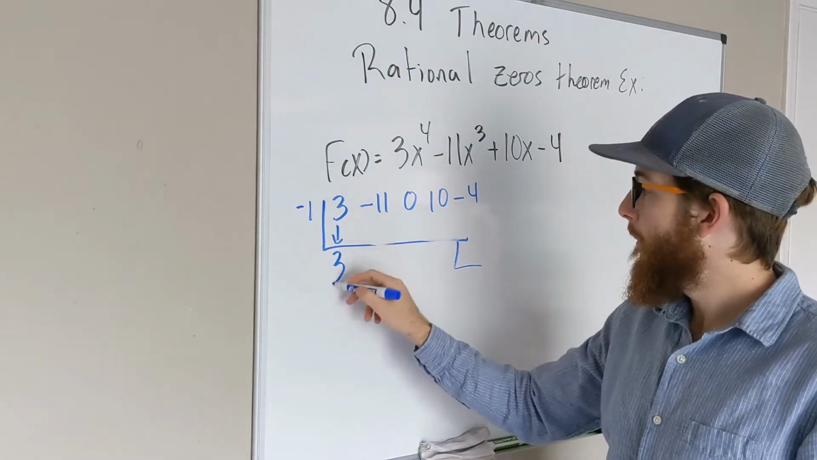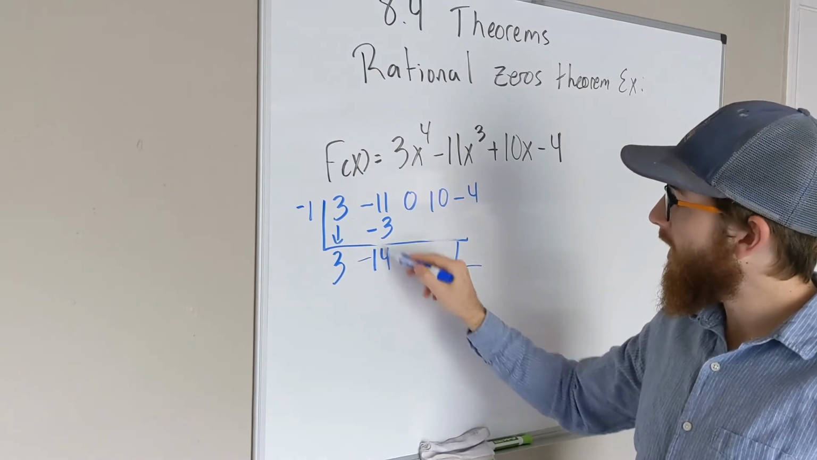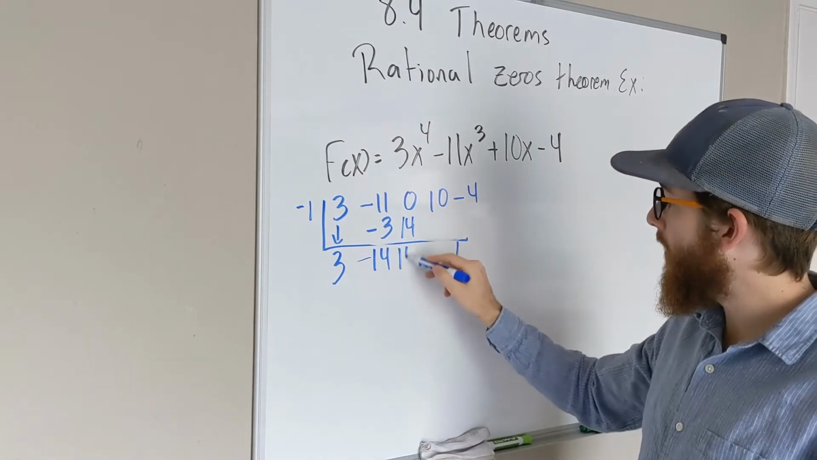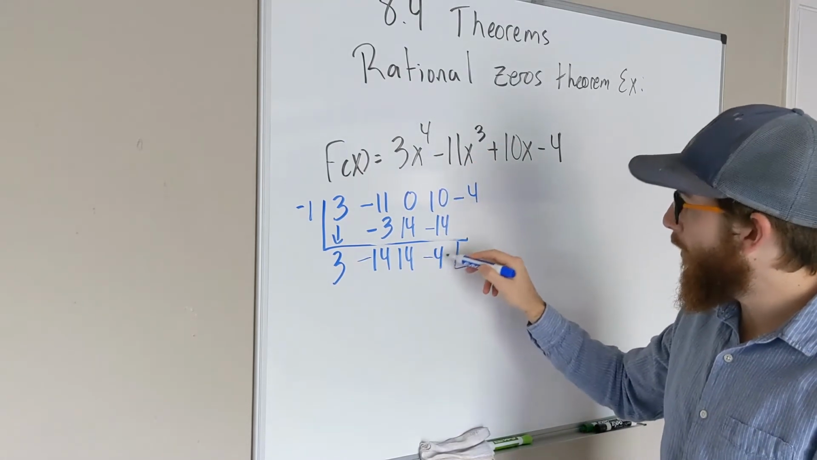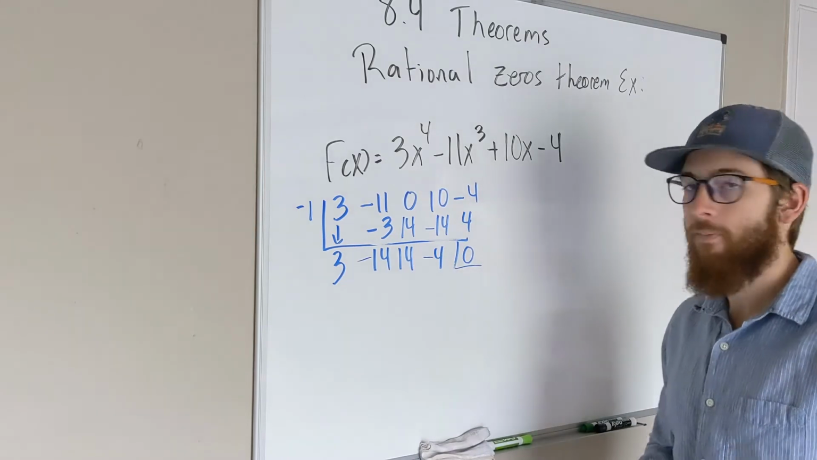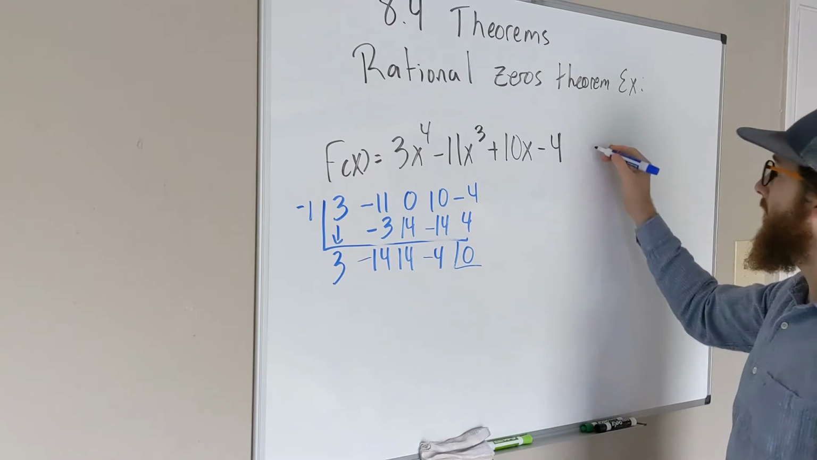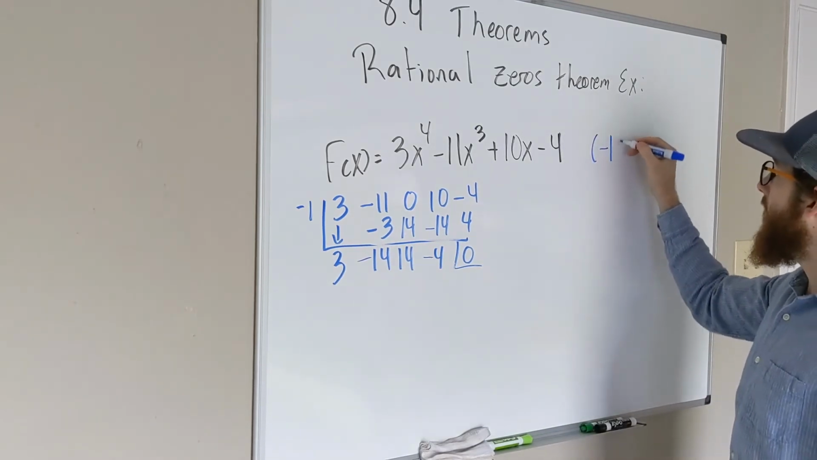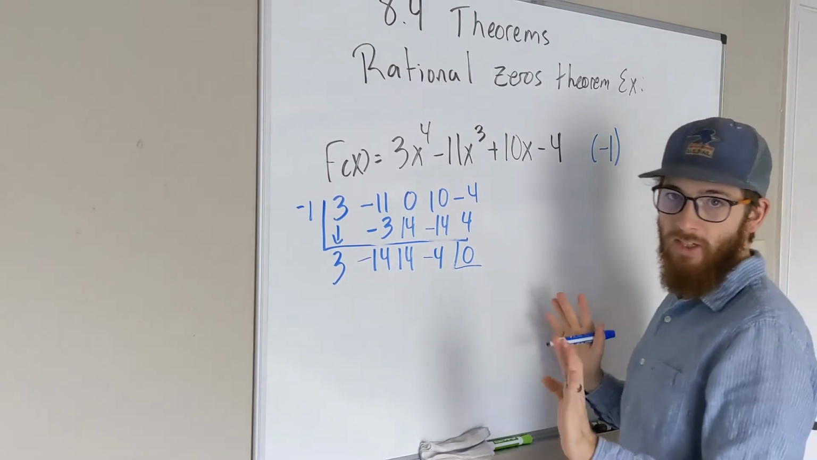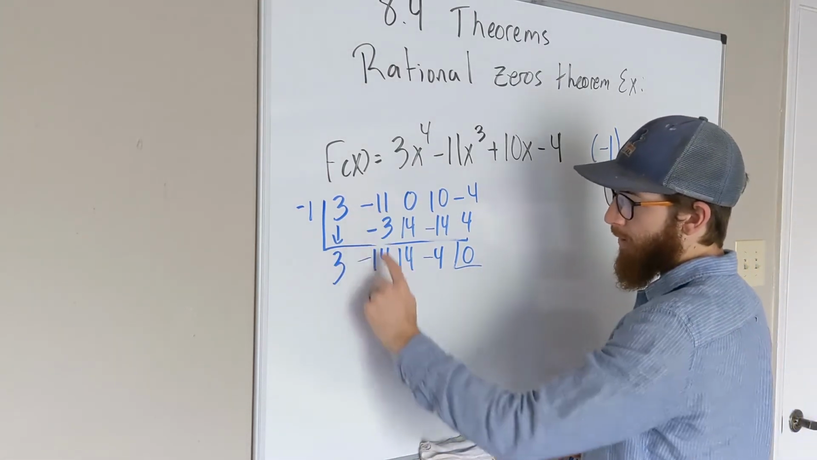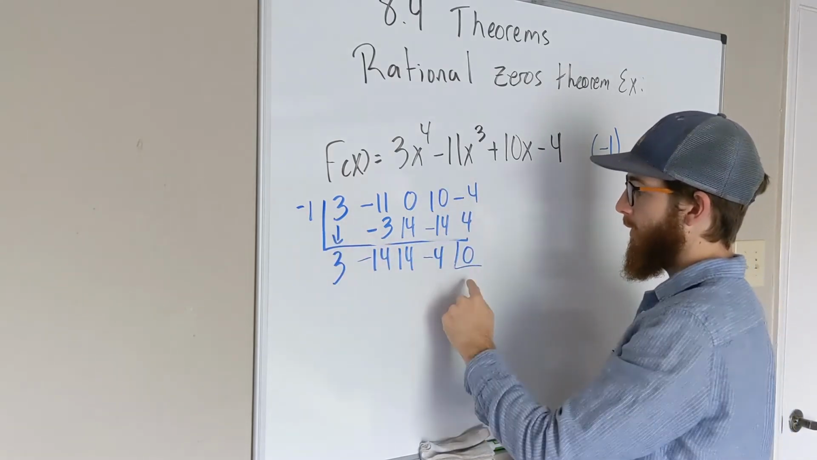Okay, so that would be negative 3. So that's negative 14, positive 14, positive 14, negative 14, 10, that'd be negative 4, 4, 0. Okay, so I now know that negative 1 is a 0. It's no longer a possible, it is a 0 because it gave me 0. Let me just double check my work. 3, negative 3, negative 14, 14, 14, negative 14, 4, 4, 0.